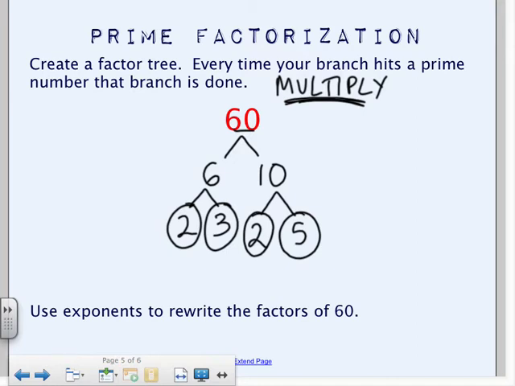All right, so the prime factorization of this would just be these numbers written as multiplication together. 2 times 2 times 3 times 5. And you put them in order from least to greatest like that, okay?